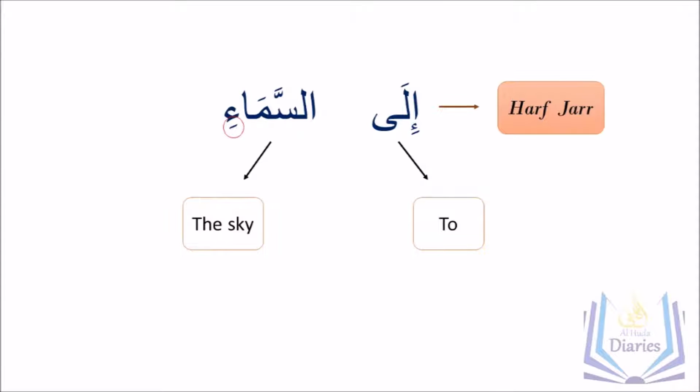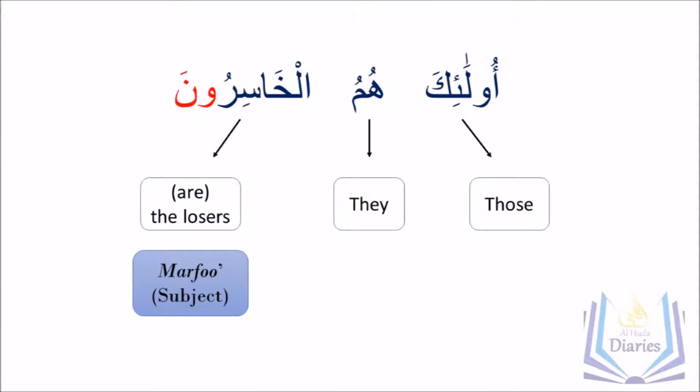إلى again is the harf jar, therefore as-sama'i and not as-sama'u. Now look at this example. أولئك هم الخاسرون. So we see the word khasirun, the ending waw noon indicates it's a plural, and the waw noon also indicates that it's in the state of rafa. So أولئك هم الخاسرون, those are the losers. So we see the losers, al-khasirun, here plays the role of the subject in this statement.